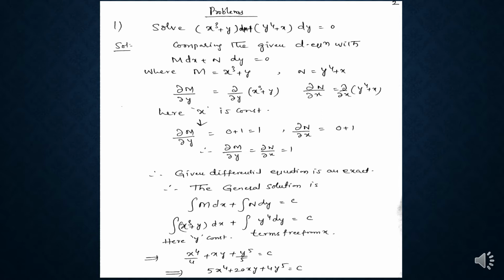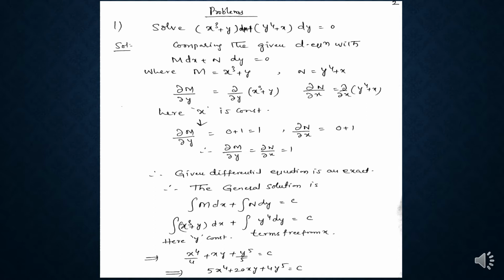So after satisfying the condition of exactness, we can go for the general solution. What is the general solution of the exact differential equation? That is integral M dx plus integral N dy is equal to some constant. So what is M here? Integral of (x cube plus y) dx plus integral N.